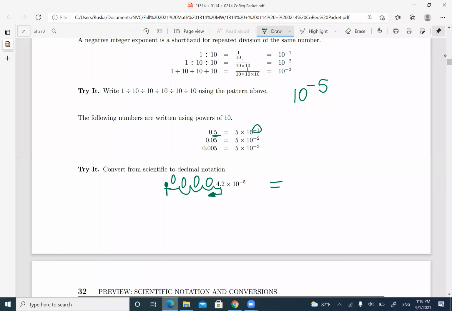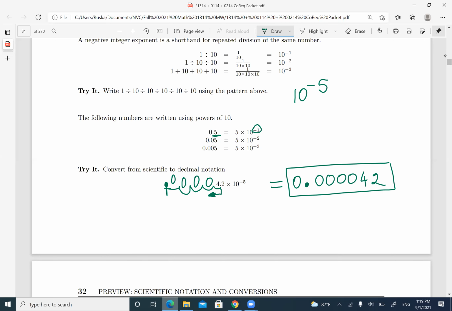So my answer is going to be 0 point. So the decimal point is here. Then I have 4 zeros, and then 42. Okay, so when you write scientific notation as decimal, you move the decimal to the left or to the right, depending on the exponent. If the exponent is negative, you move to the left where the negative numbers are. That's how you can remember.